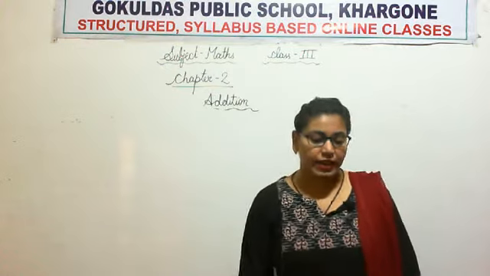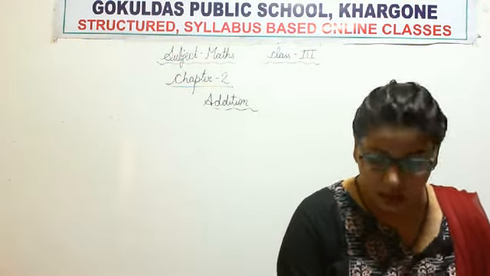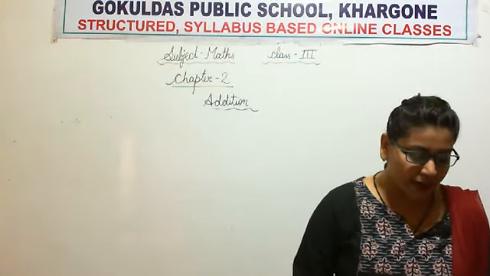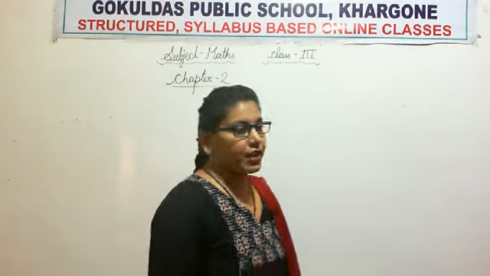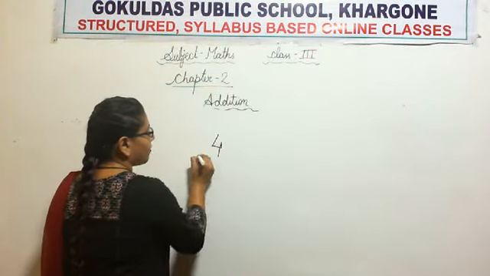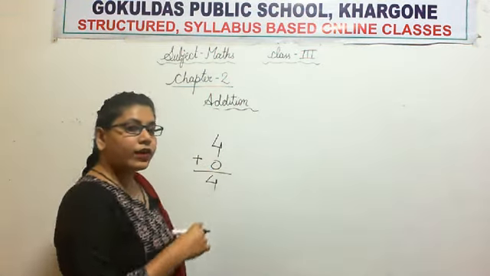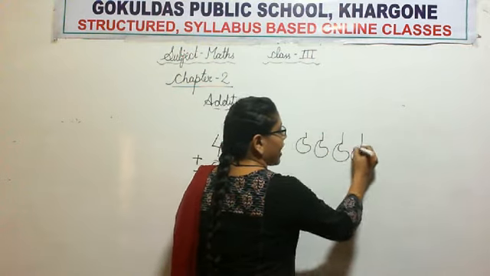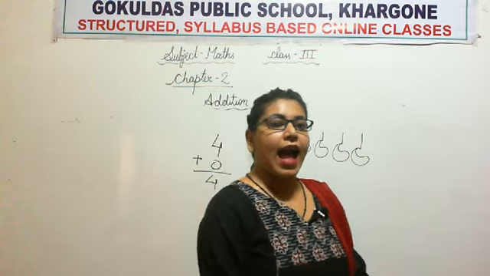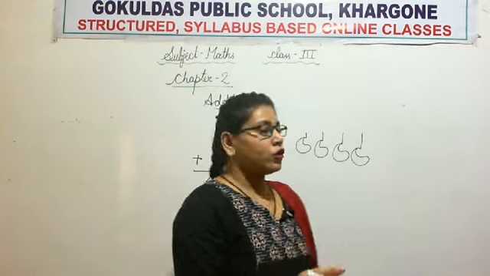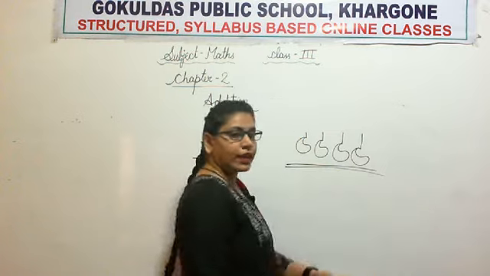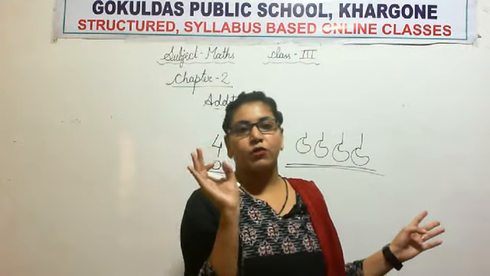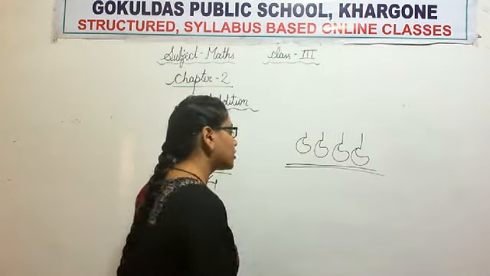Okay, now there are some addition facts. If 0 is added to any number, the answer will be the number itself. Suppose 4 plus 0, the answer will be 4. How is it coming? Suppose you are having 4 mangoes and I gave you 0 mangoes. It means I have given no mango to you. So now you are having 4 mangoes.